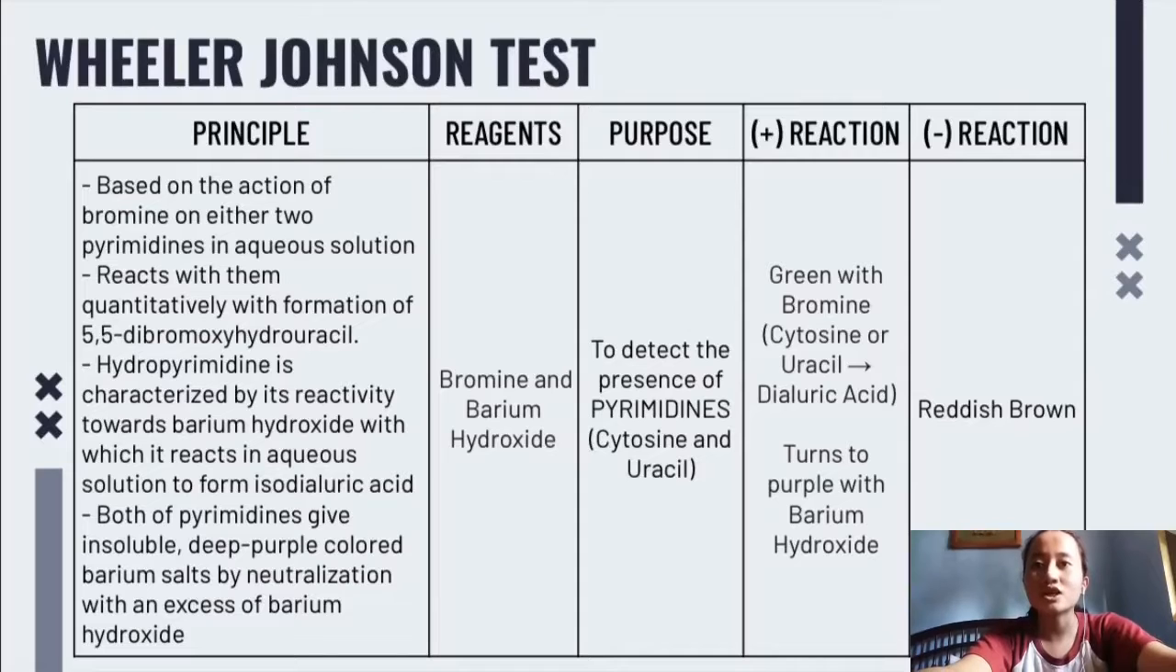Wheeler-Johnson's test is used to detect pyrimidines, uracil, and cytosine. This test is based on the action of bromine on either of these two pyrimidines in aqueous solution. The reagents used are bromine and barium hydroxide. A positive reaction would yield a green color with bromine, as C and U turn into dialuric acid, and a purple color solution with purple precipitate for barium hydroxide.